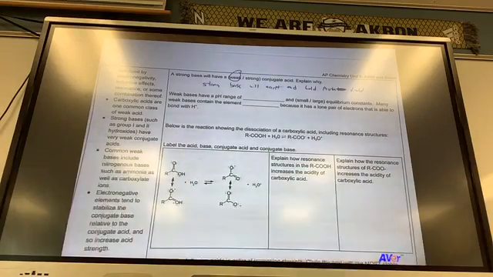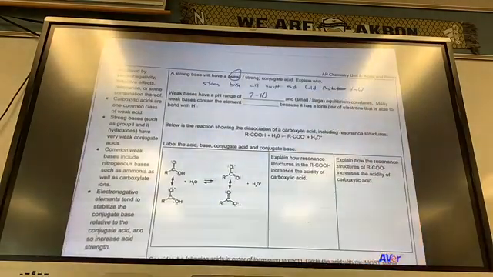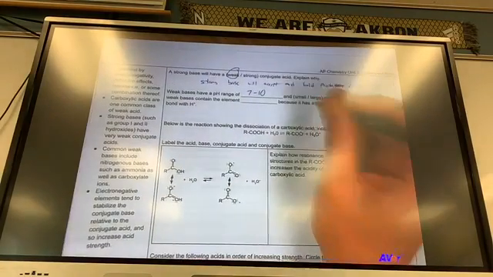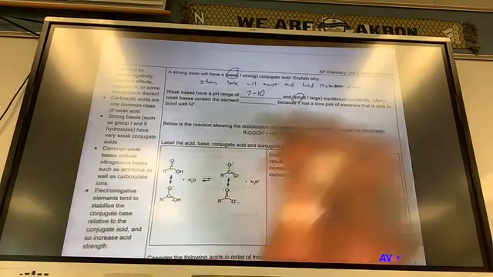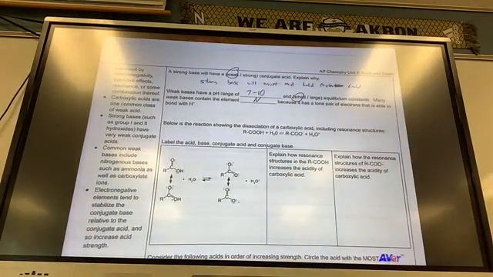Weak bases have a pH range of, what would you guys say? Like 7 to 10, something like that. And have small or large equilibrium constants. Small. Many weak bases contain the element what? Nitrogen. Because it has a lone pair of electrons that is able to bond with H+.